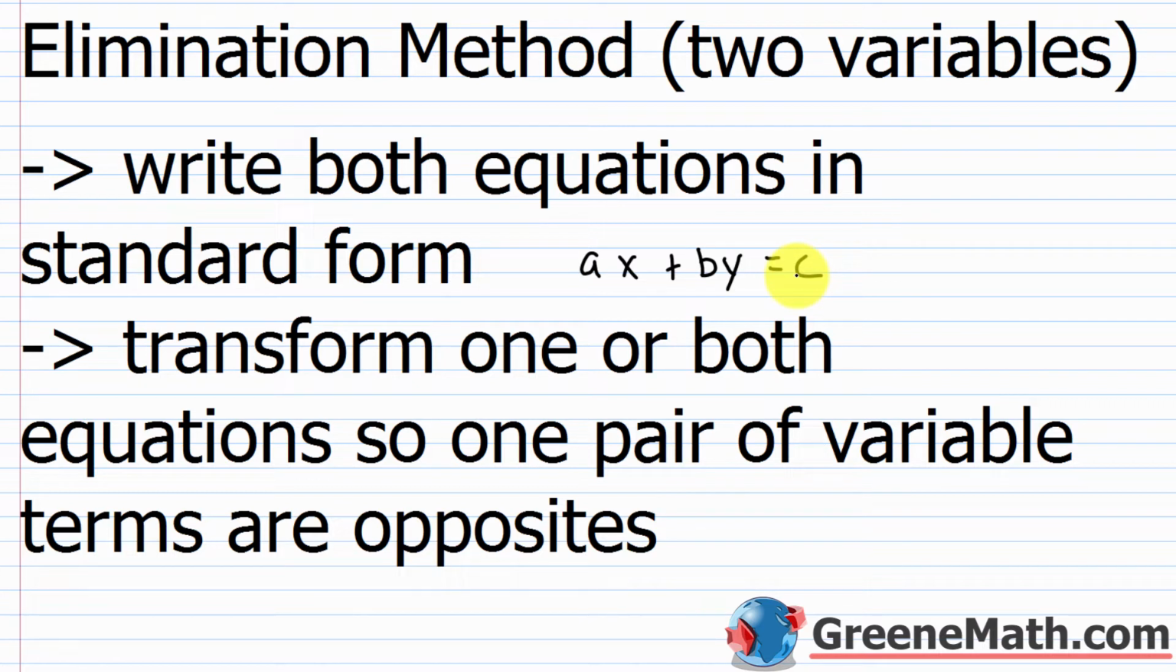The next step, and we really haven't gotten to this yet because we haven't looked at any difficult problems, we want to transform one or both equations so one pair of variable terms are opposites. And we're going to see this in a minute. In the examples we've looked at, we've come into easier problems where we've started out with one pair of variable terms that were opposites, so we didn't need to do this step.